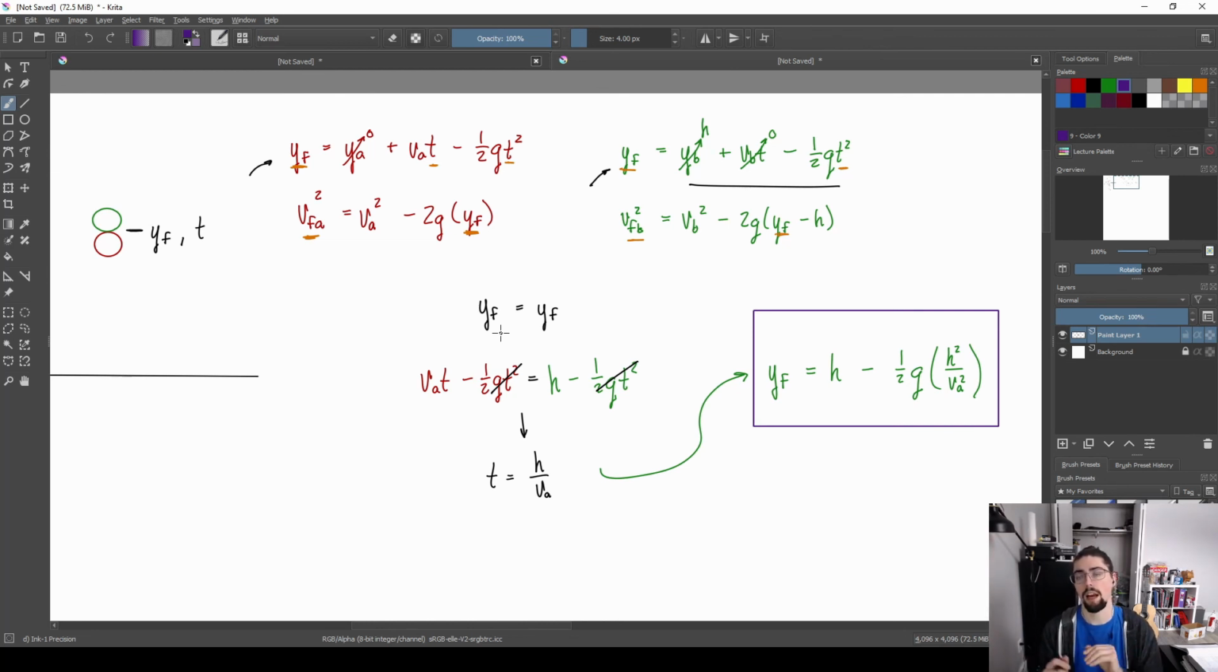But that's part of why I like to highlight these things, because now I know from my top red equation, I don't have yf, I don't have t. From my bottom red equation, I don't have the final velocity either. But since that final velocity doesn't show up anywhere, I can't really do a lot with it. But these other variables that do show up in multiple places like t, I can do something with those.